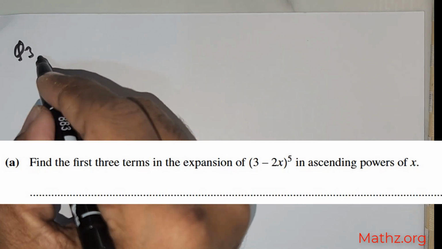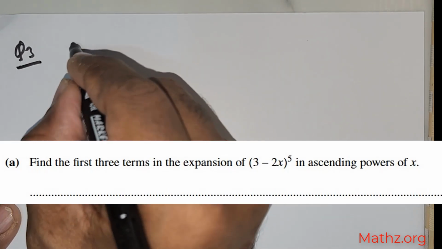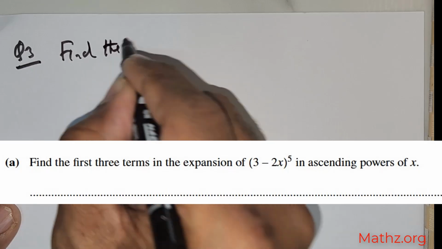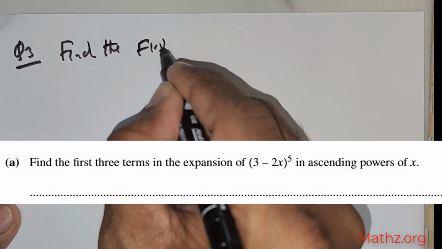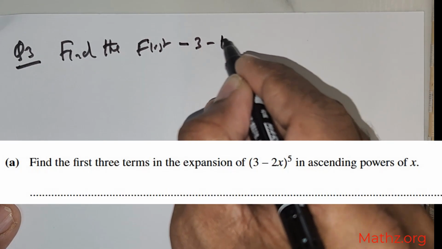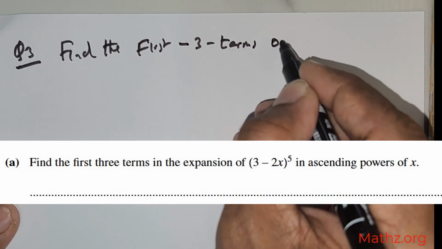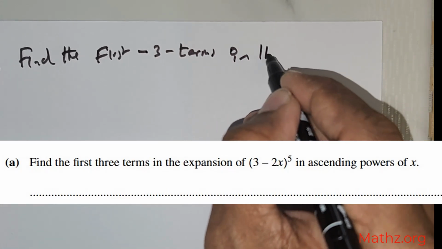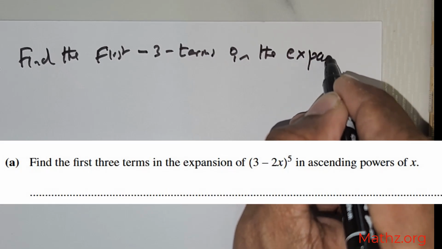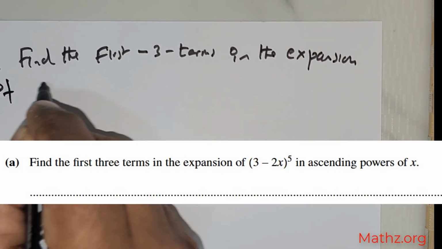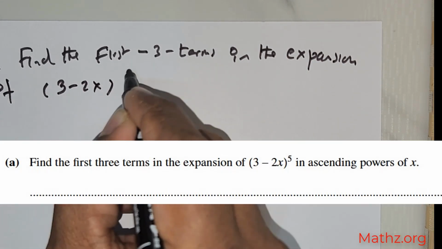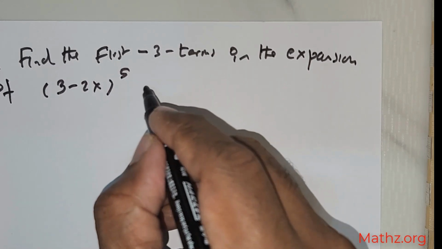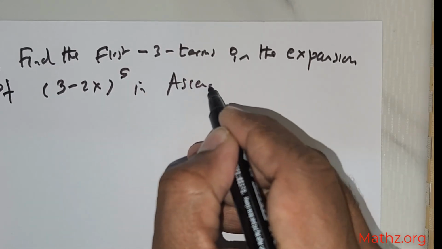So students, let's do question number 3. We are given the following information. Find the first 3 terms in the expansion of (3 − 2x) raised to the power of 5 in ascending powers.